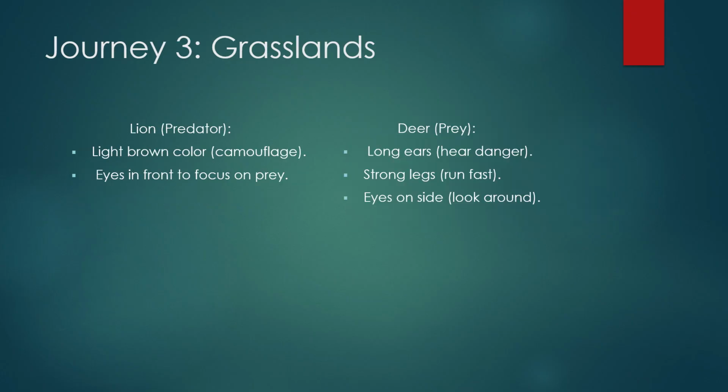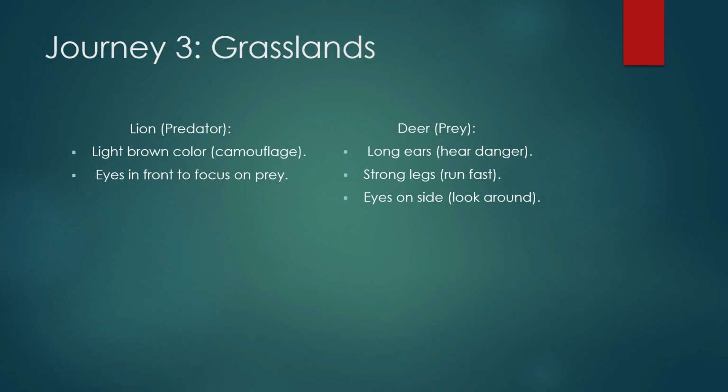Next stop, the grasslands. This is an open space. There is nowhere to hide. Here we see a battle between the lion, which is a predator, and the deer, which is a prey. The lion is light brown. This acts as camouflage, helping it hide in the dry grass to hunt.